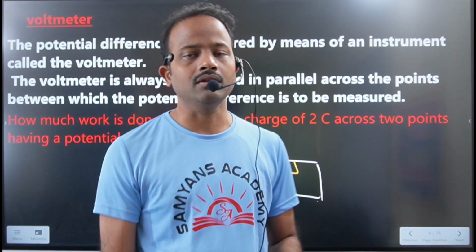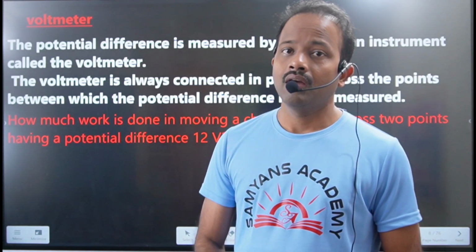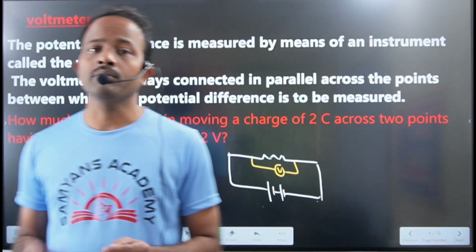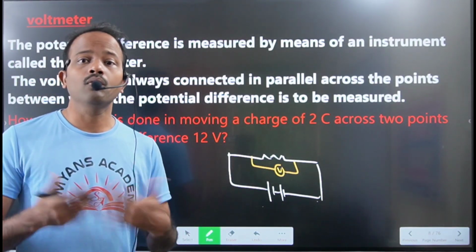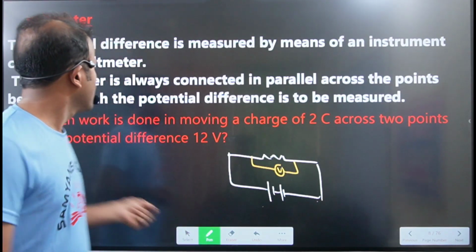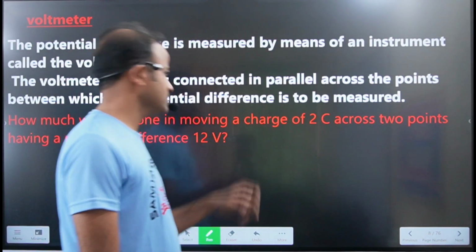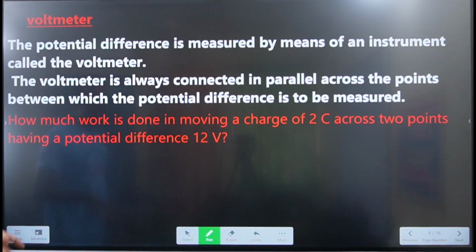Always we have to connect the voltmeter in parallel, and the ammeter we have to connect in series. By using the ammeter we measure the current. By using the voltmeter we can measure the potential difference between the 2 points in volts. Is it clear? Now here is one question. Can you do this question? Just pause the video and please try to solve this question. It's a very simple question, based on the formula V equal to W by Q.